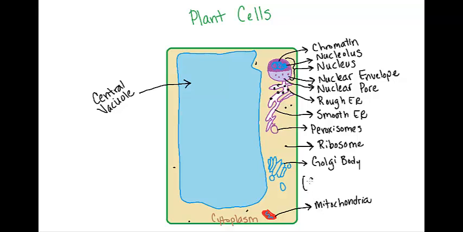Now, I forgot to write down cytoskeleton over here on the right-hand side. This is found in both animal cells and plant cells. Don't forget those three different types: the microfilaments, the intermediate filaments, and the microtubules. However, there will be no centrioles or centrosomes here for the microtubules to work with. They'll operate on their own.